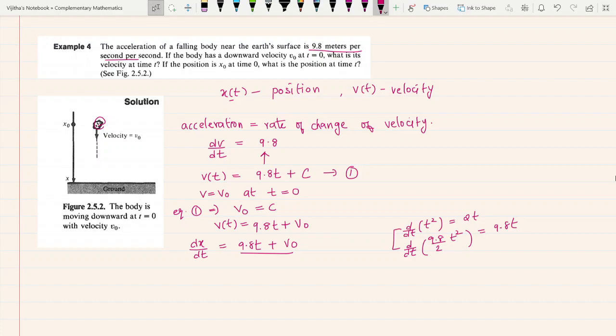And d by dt of v naught t is v naught. So we can write that x of t equals 9.8 by 2 t square plus v naught t. V naught t is the antiderivative of v naught. Plus we will get a constant. So again a constant, we will denote it by d, where d is a constant.